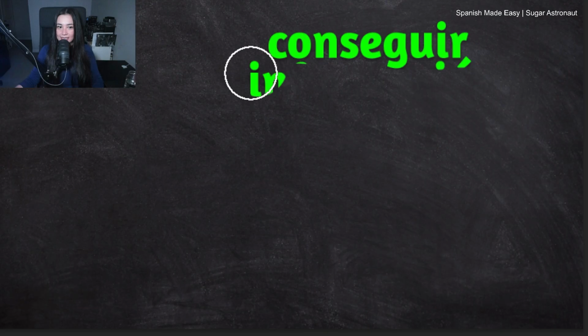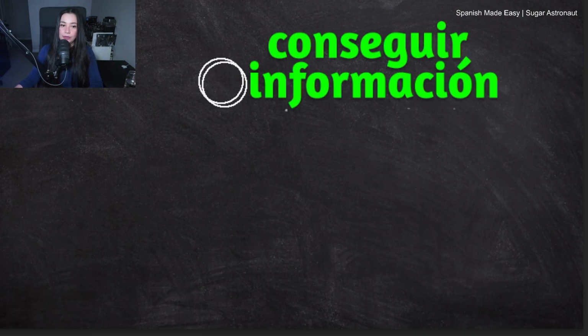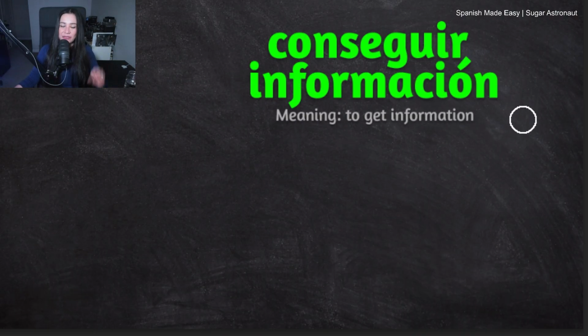Conseguir información. What does this mean? This means to get information. This is a very simple term, but it's very useful, very common as well. Conseguir, the verb conseguir means to get or to obtain.